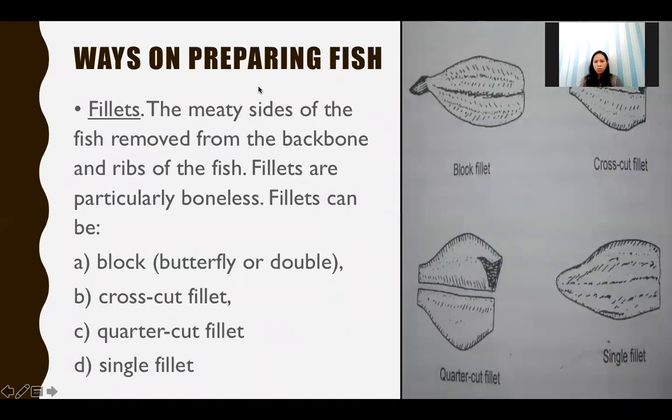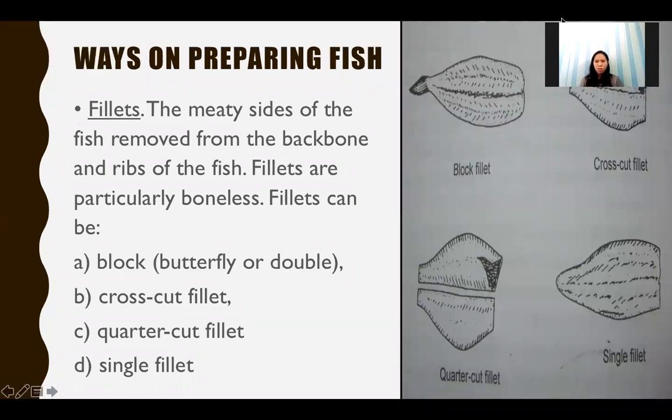Then, fillets. These are the meaty sides of the fish removed from the backbone and ribs of the fish. Fillets are particularly boneless. So, wala siyang bone. Fillets can be black. So, ito yung example ng black fillet. Nakikita nyo naman, di ba? This is usually butterfly or double cut, yung kanyang cutting sa black.